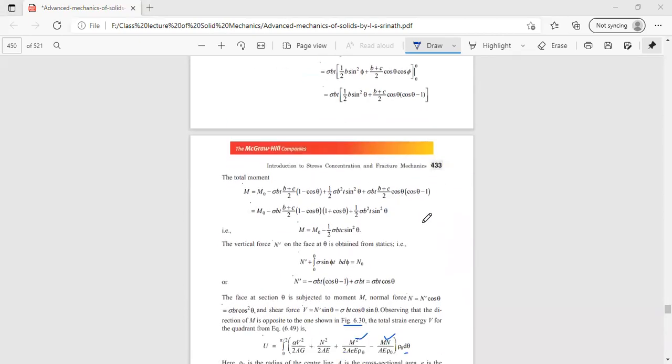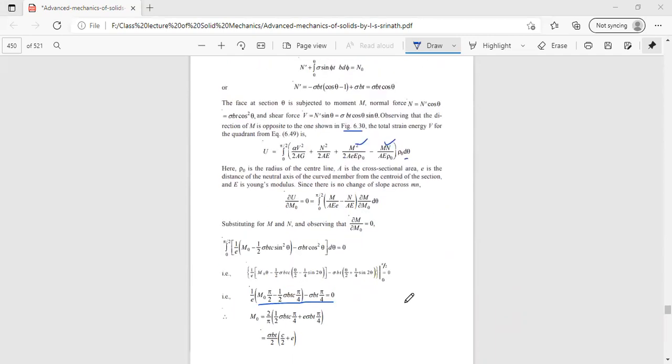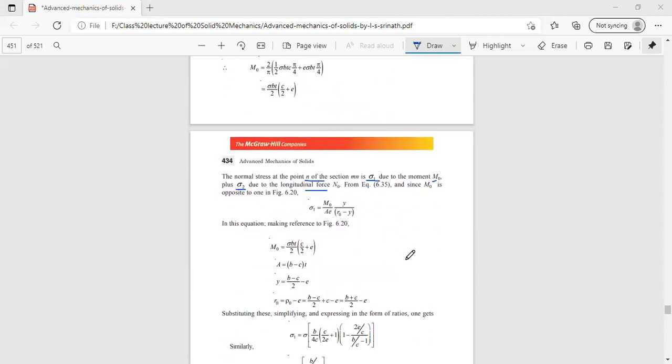So what is going on here? The phase at the section 5 is 1 by E M0 pi by 4, etc. Now normal stress at the portion end. Just one thing. Stop share.